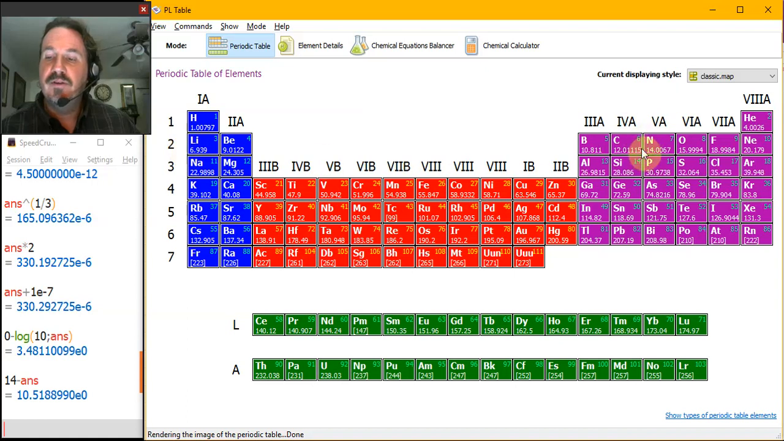Carbon is number 6 here because it's got 6 protons. Oxygen's 8. So if you look at any of these, very quickly you know how many protons those atoms have. Calcium is number 20. 20 protons in its nucleus.